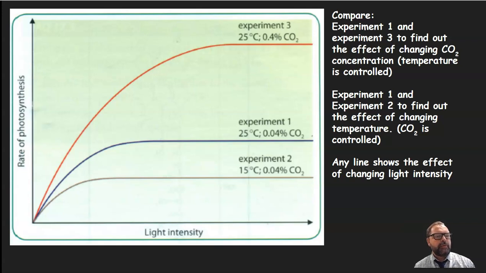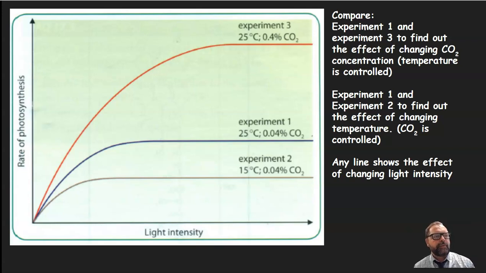Experiment 1 and 2 apply the same logic. CO2 is controlled, the temperature is different. Experiment 1 shows the effect of an increased temperature on photosynthesis. All 3 lines are an upward slope which eventually levels out to become flat.